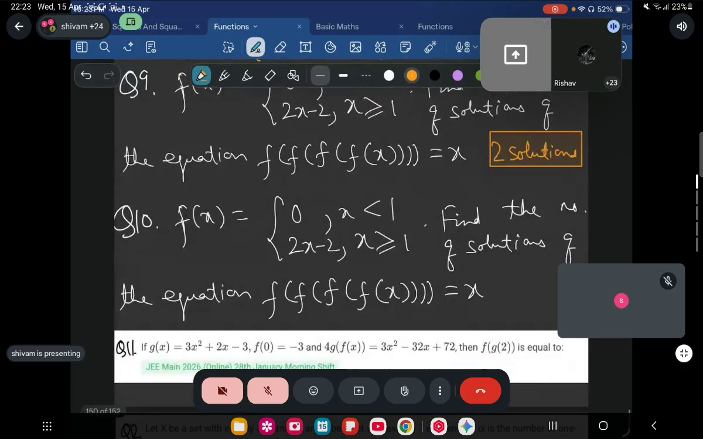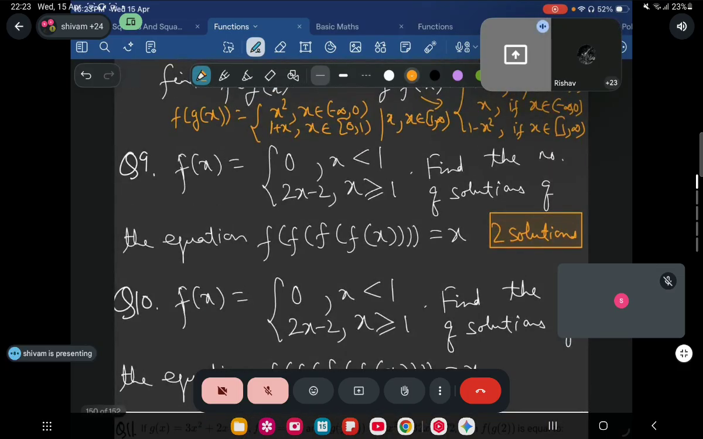Could you solve this one? So f of x is equal to 0 for x less than 1, and it will be equal to 2x minus 2 when x is greater than or equal to 1. We need to find out the number of solutions of this equation. So our task is to draw the graph. Everyone, pay attention.